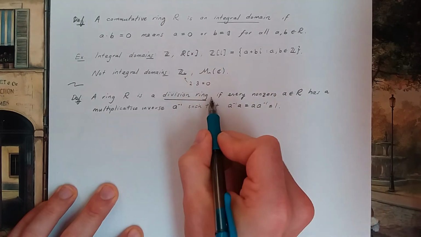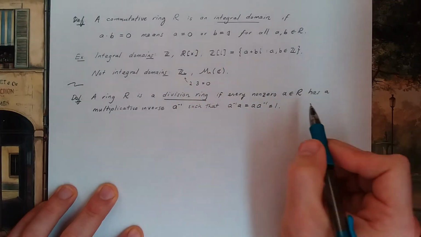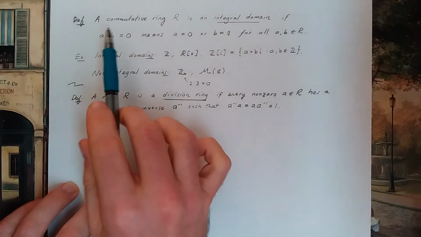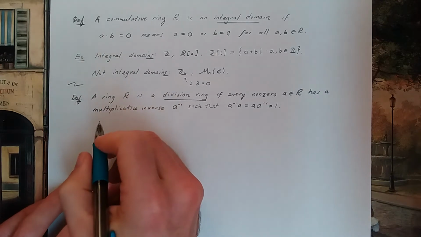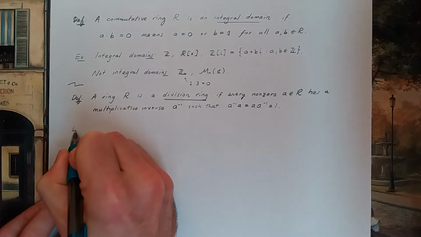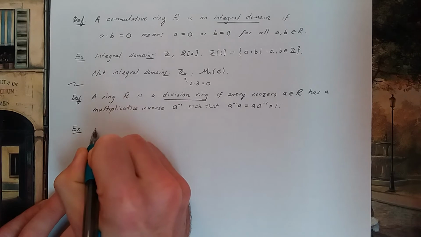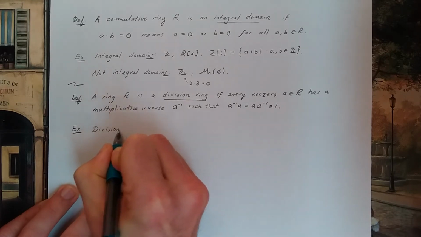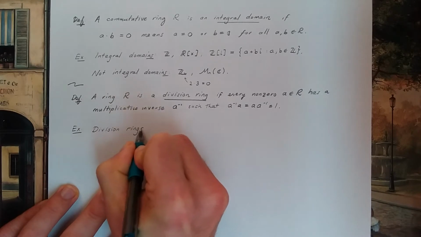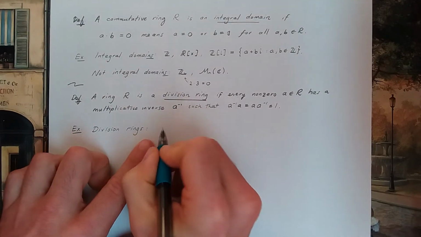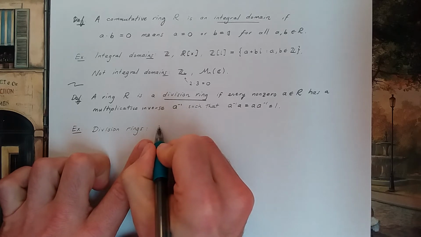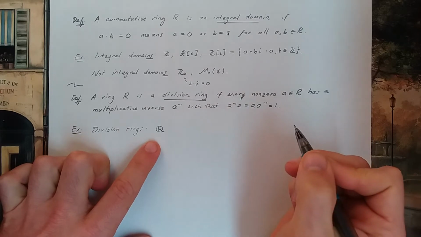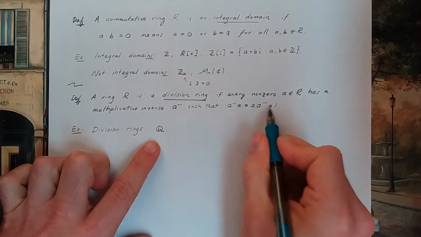In a division ring, you could do division. So you could divide by a. So division is legal in a division ring. The ring may not be commutative, however. So let's do some examples. So here are some division rings. You can have the rational numbers, for example. You could divide by any non-zero rational number.